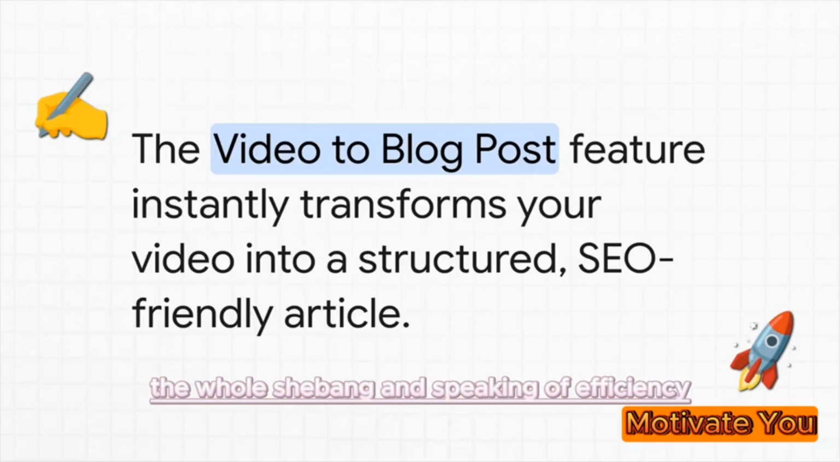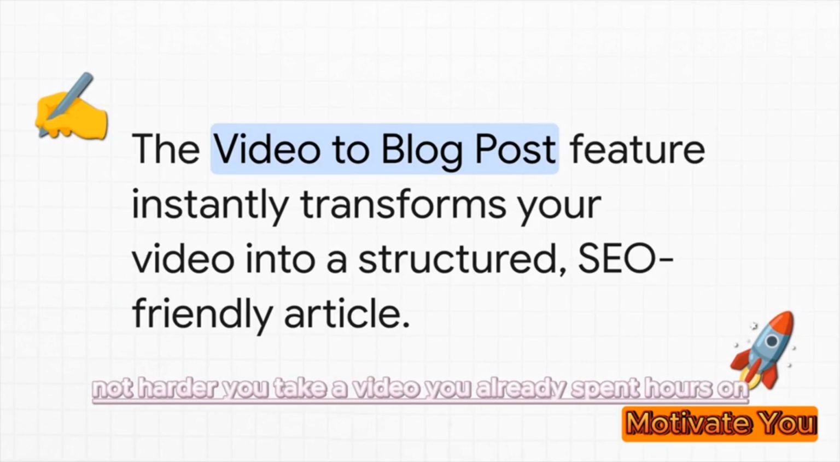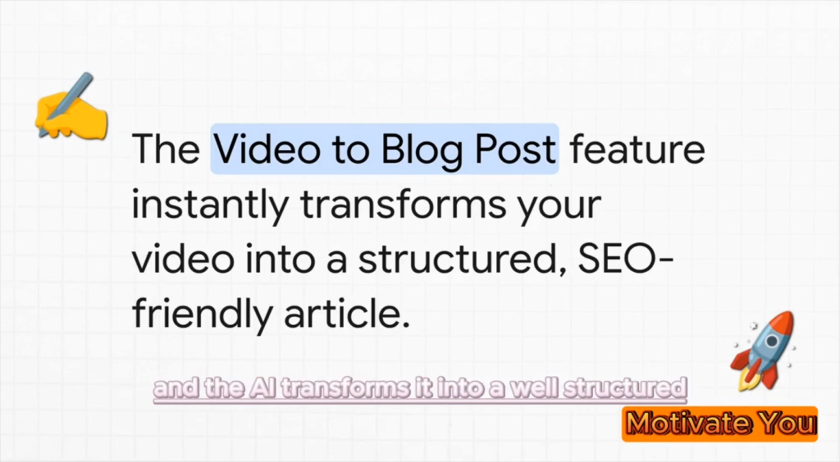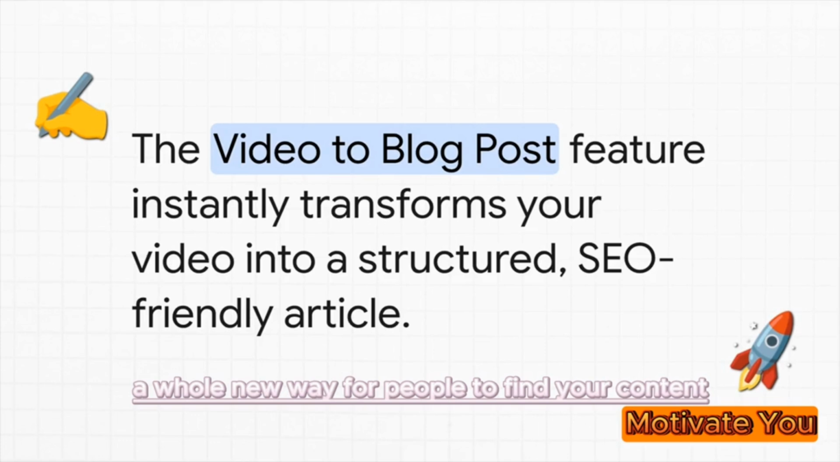And speaking of efficiency, the video to blog post feature is a huge one. This is a perfect example of working smarter, not harder. You take a video you already spent hours on, and the AI transforms it into a well-structured, SEO-friendly article. Bam! A whole new way for people to find your content.